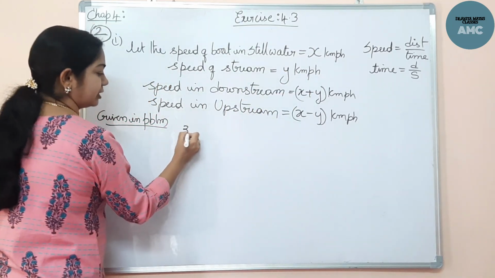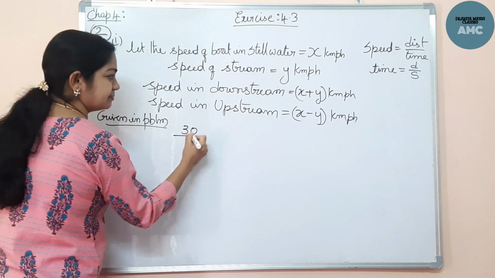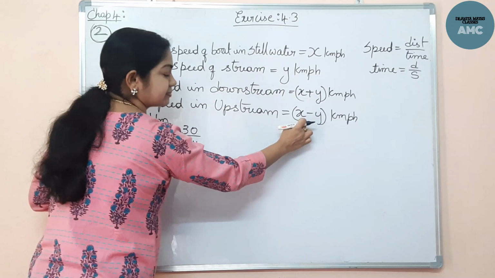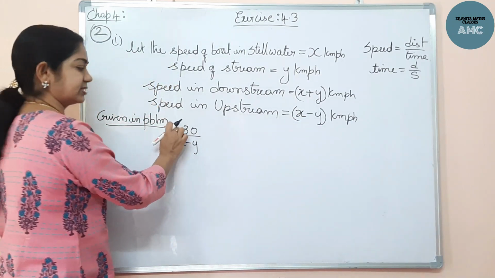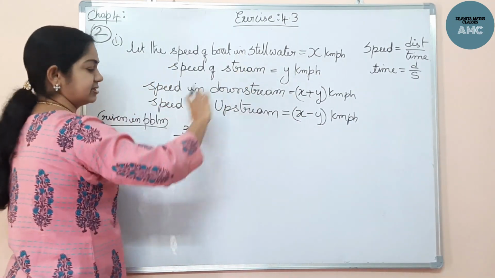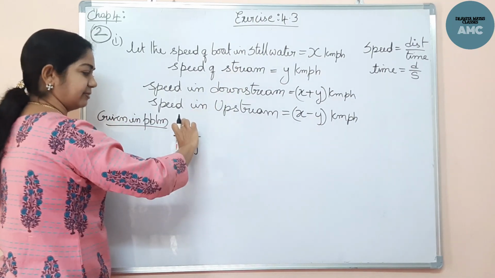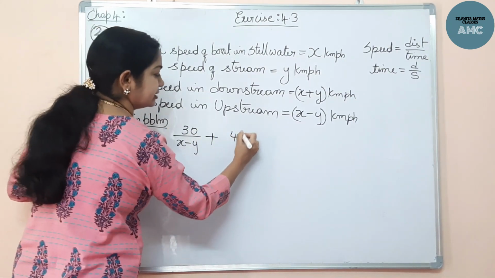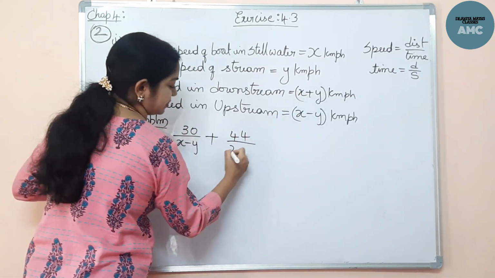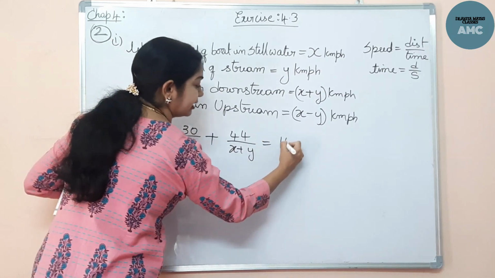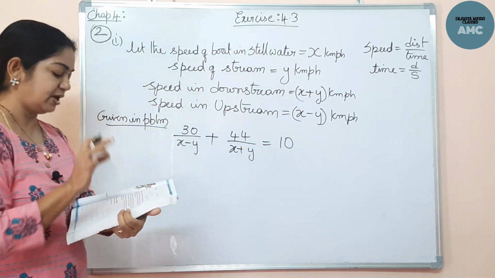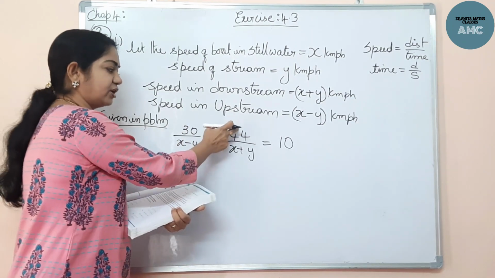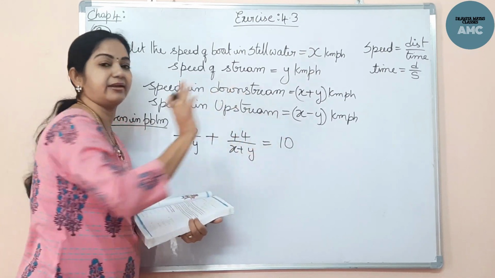That means we know that time is distance by the speed. Speed in upstream is x minus y. Distance is 30 kilometers. This comes to time. Distance by speed is the time. And also given 44 kilometers downstream. Downstream means x plus y. This comes to the time of 10 hours. Given that in the first condition, a boat goes 30 kilometers upstream and 44 kilometers downstream in 10 hours.